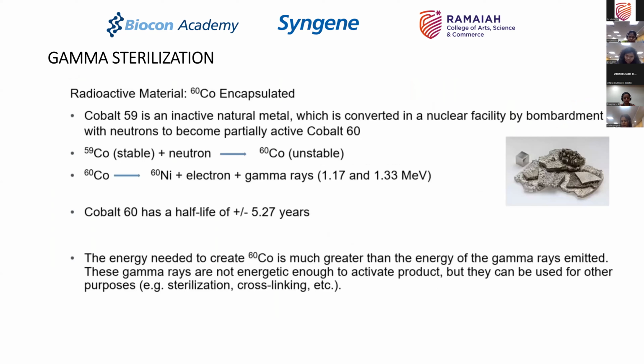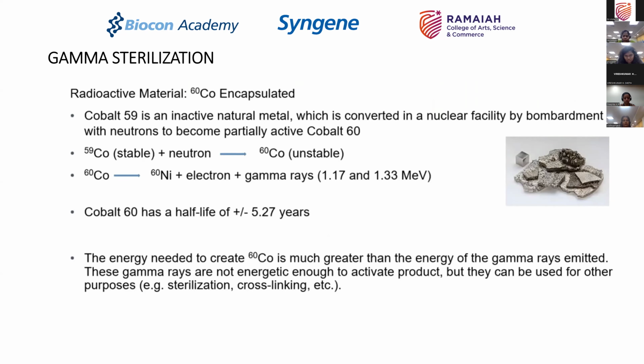Now let's see how cobalt 60 works. So there is a radioactive material, cobalt 60 encapsulated. Now, cobalt 59 is an inactive natural metal. Cobalt is a metal. It's a natural metal which is inactive. There is no activity in a cobalt as a metal, which now when you bombard it with neutrons in a nuclear facility becomes partially active as cobalt 60. So cobalt 59, which is stable, plus neutrons will give you cobalt 60, which is unstable.